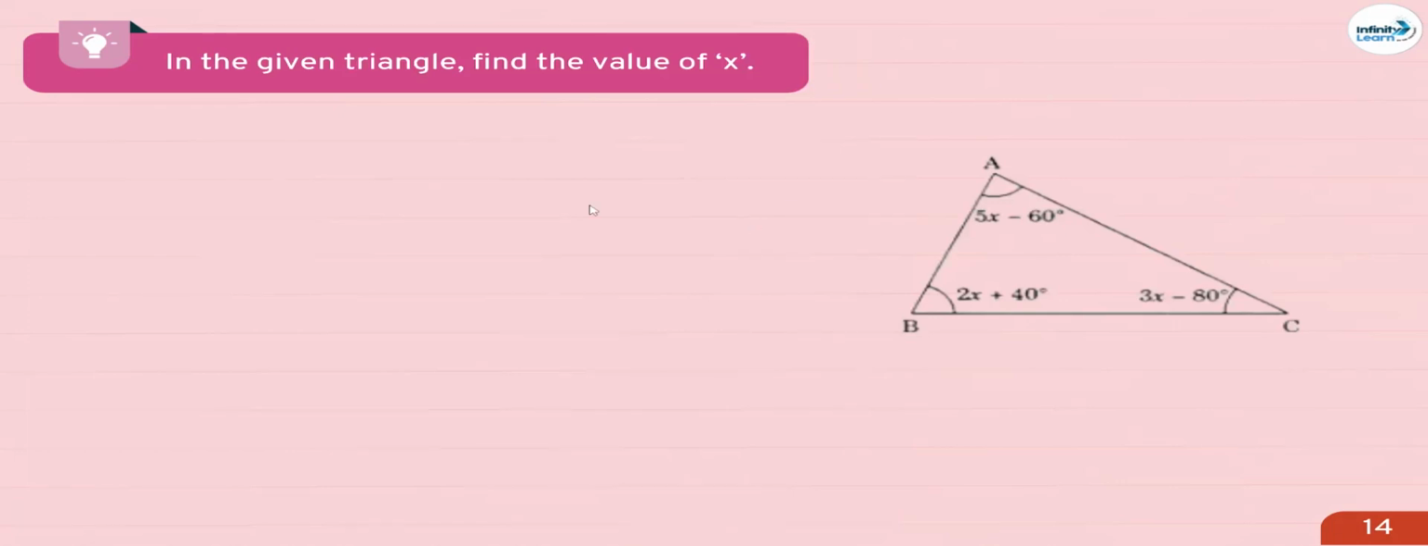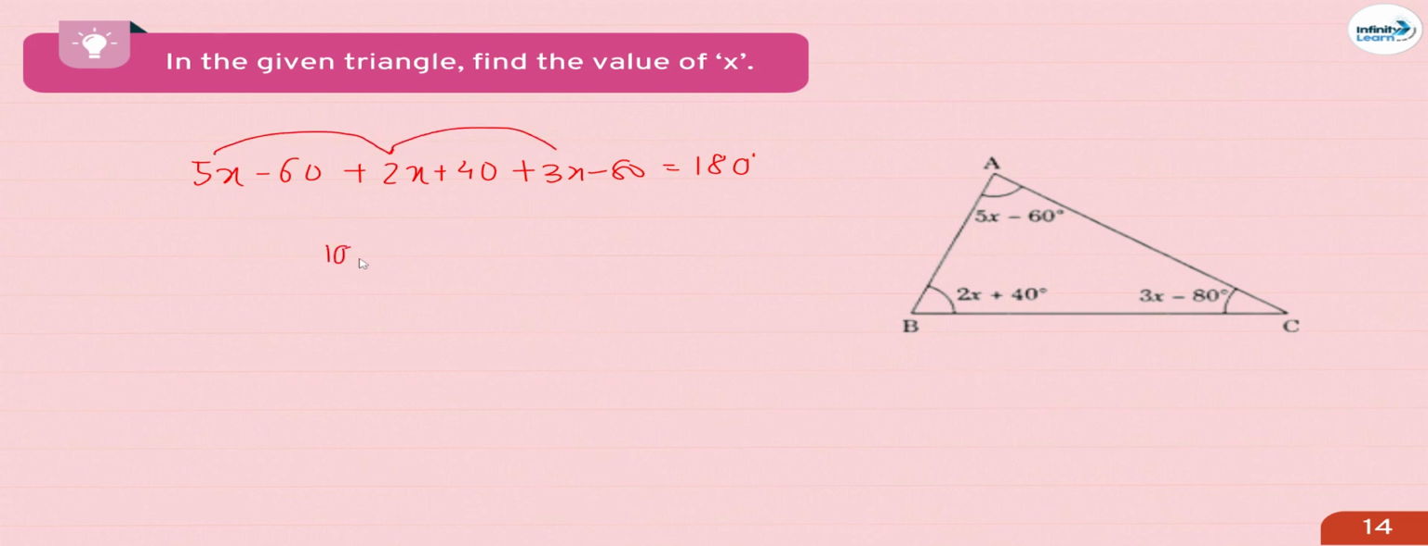Now, question number 2. You have to find the value of x. 5x minus 60 plus 2x plus 40 plus 3x minus 80 is 180 degrees, since the angle sum of a triangle is 180 degrees. How many x? 5 plus 2 is 7, 7 plus 3 is 10x. Minus 80 minus 60 minus 140, plus 40 is minus 100, equal to 180. 10x equals 100 plus 180, which is 280. The value of x is 28. Clear?